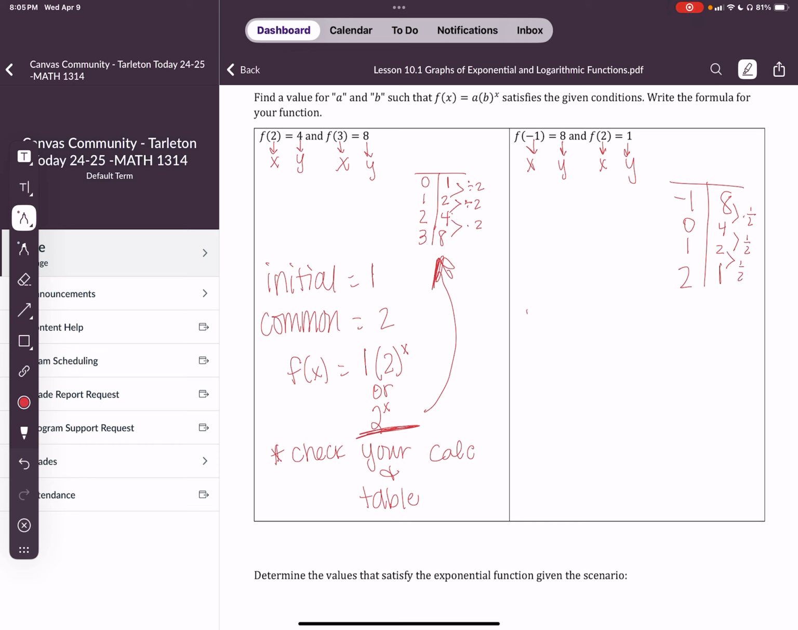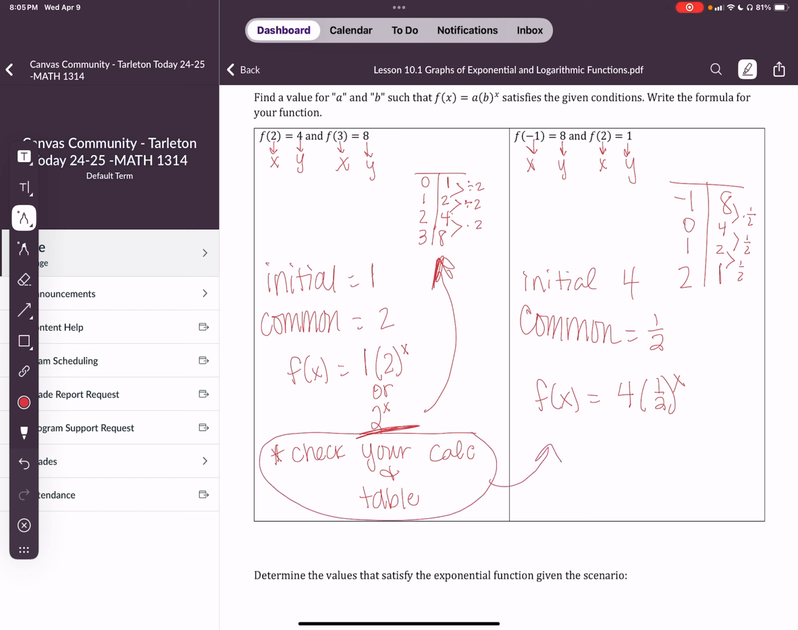So the common ratio is going to be 1/2. And so my initial value would be 4. So that means that f of x is going to equal 4 times 1/2 to the x power. And again, the same thing that I said over here: you can also check your calculator and table there. All right, go ahead and pause this if you need a minute. I know I'm kind of working fast.